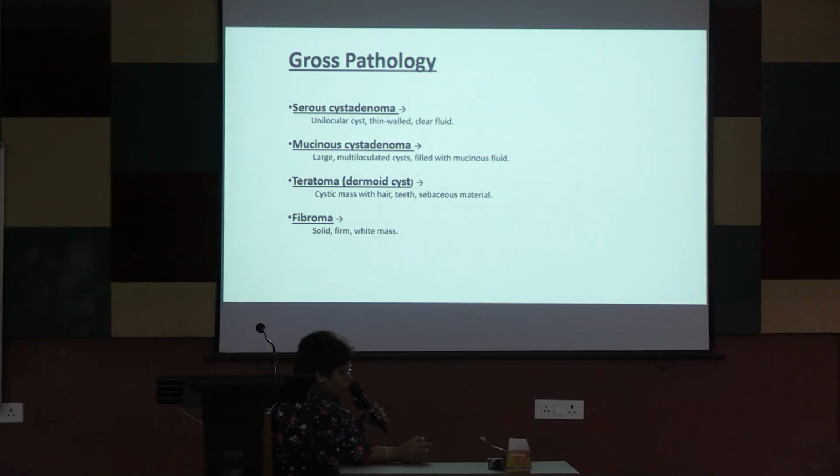So, what is the gross pathology? How will it look on gross? Serous cystadenoma, it will be a unilocular cyst, thin walled and will contain clear fluid. Mucinous cystadenoma, it will be a large multiloculated cyst and it will be filled with mucinous fluid. Teratoma, it will be a cystic mass also and there will be a region with a tuft of hair, teeth, sebaceous material, and it will be filled with sebaceous material. In fact, when you cut a teratoma, the first thing you will see is the sebaceous material. And fibroma, it is a solid, firm and white mass. It will look like that.